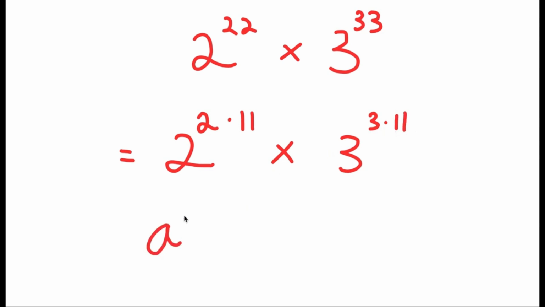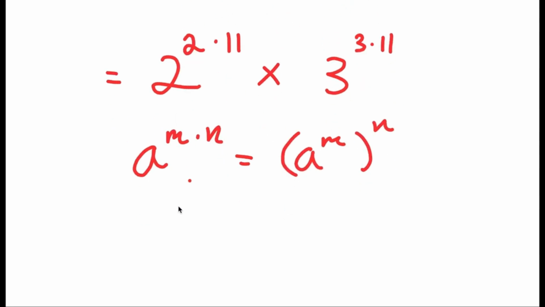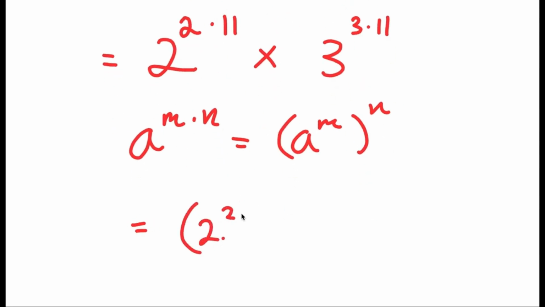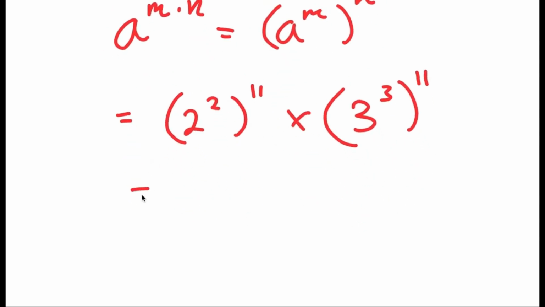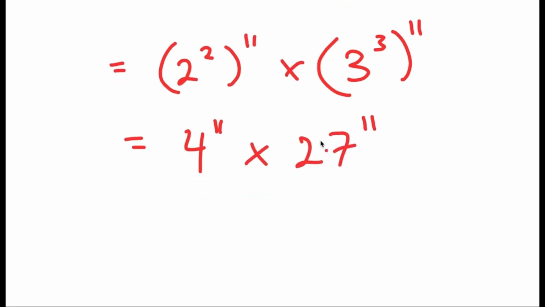Now, if I have something in the form a to the power of m times n, this is equal to a to the power of m, to the power of n. So this turns into 2 to the power of 2, to the power of 11, times 3 to the power of 3, to the power of 11. Now 2 to the power of 2 is 4, so I get 4 to the power of 11 times 3 to the power of 3 is 27, so 27 to the power of 11.